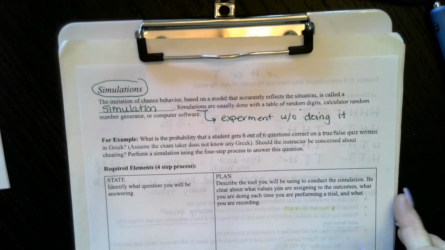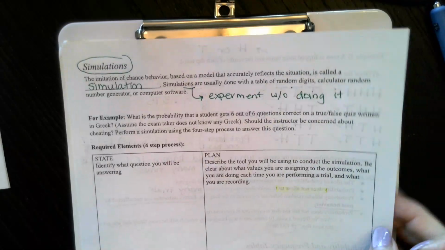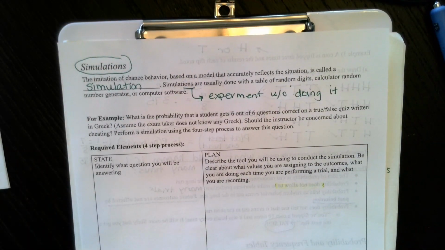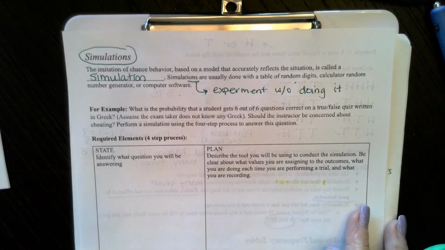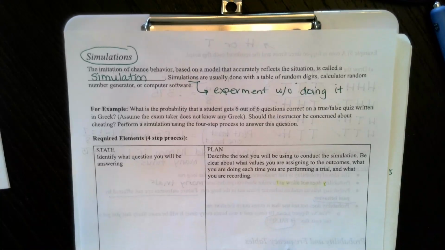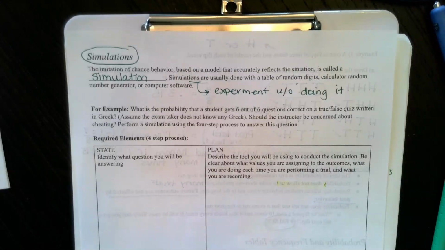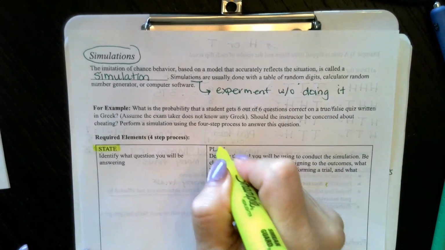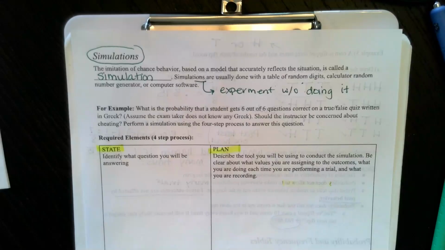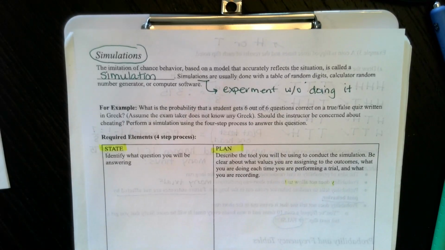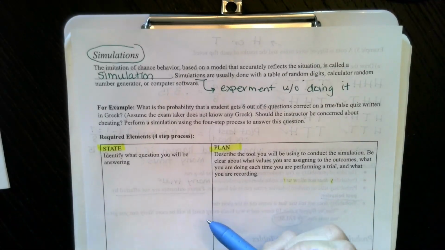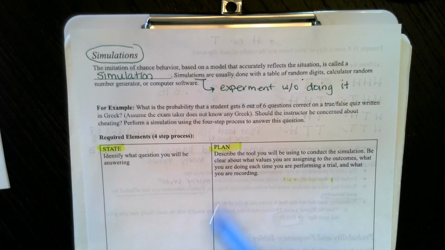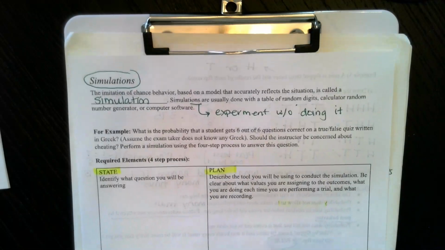All right, so let me show you what this looks like. You will very likely have to do a simulation or show steps of a simulation at least on a free response question. So what we have here are these different categories: state, plan, do, and then conclude. Think of what we're doing with a scientific experiment right here.